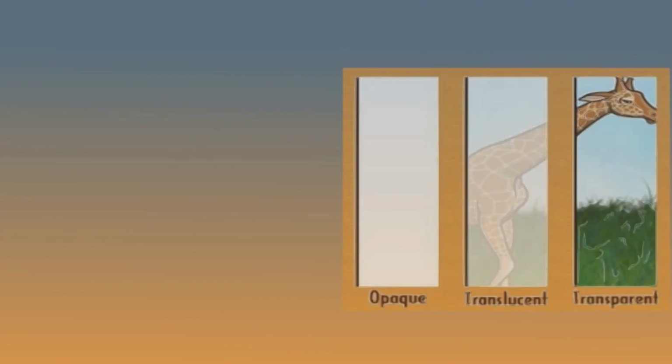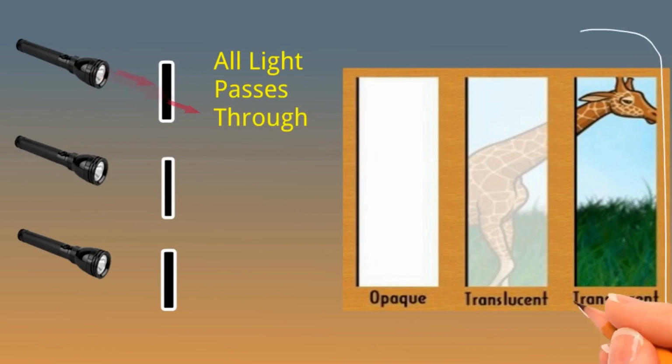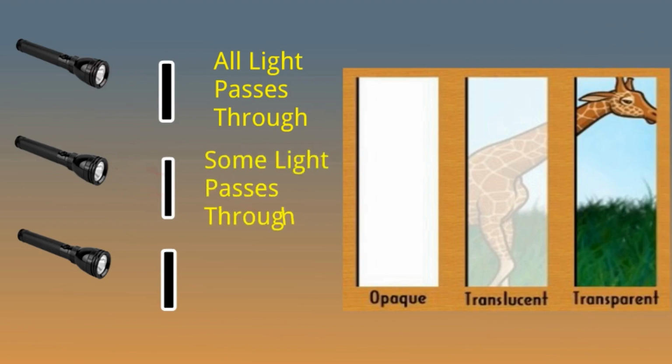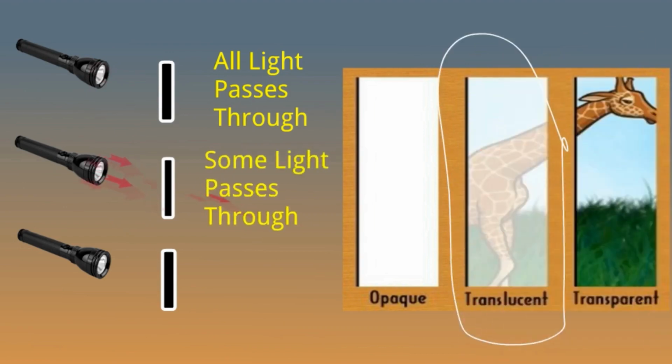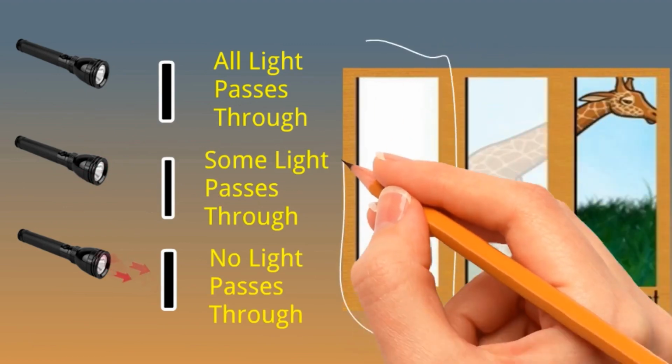There is an object. In the first object, all light passes through, so we are able to see this giraffe. This object is known as transparent object. And second one, some light passed through, so we are able to see partially the giraffe. So this object is known as translucent object. And third one, no light will pass through. We will not be able to see anything. So this is known as opaque object.